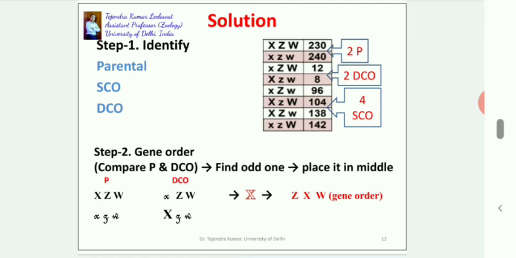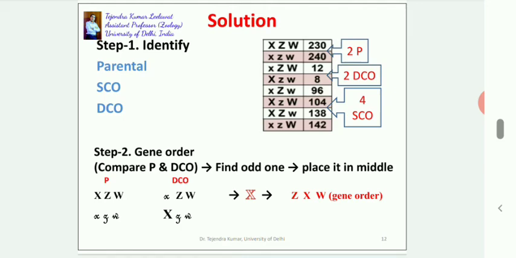So Z, X and W: the genes on the edges, on the periphery, are Z and W, right? Whenever you are calculating the distance between those two genes present on the periphery, you have to count the double sequence for those which are showing the double crossover, right? Otherwise you should not multiply for the single crossover.